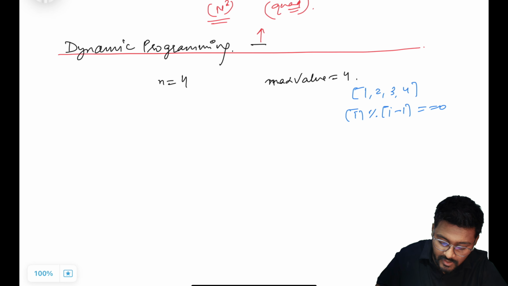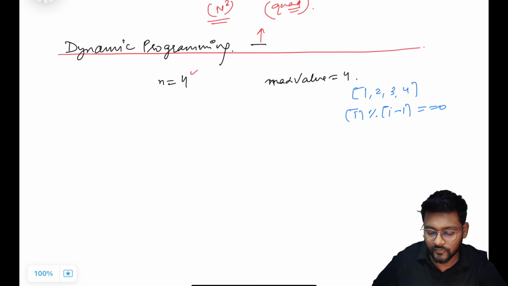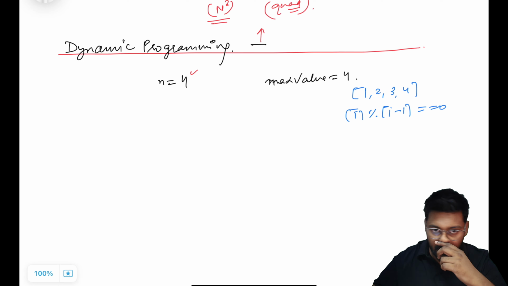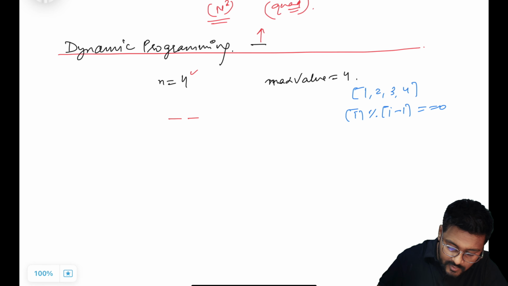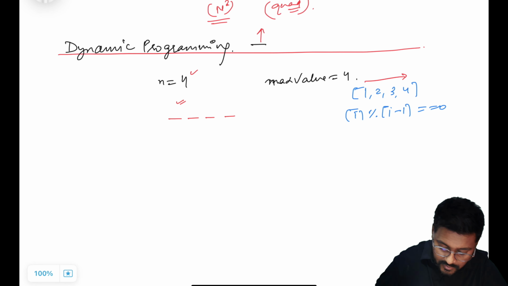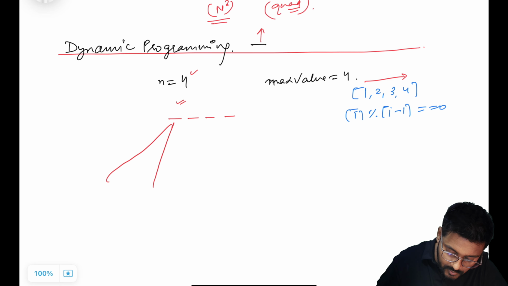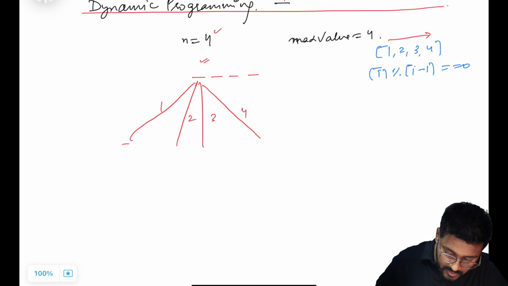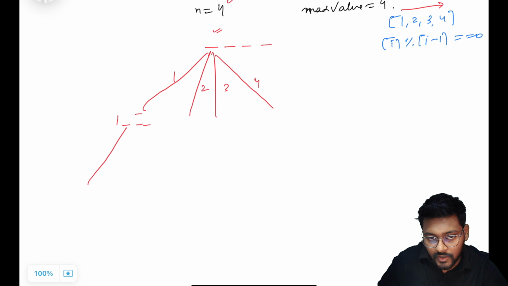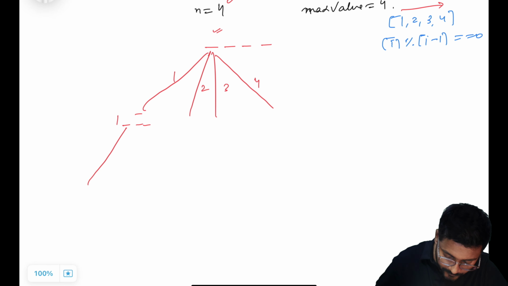I have taken an example where n is equal to 4 and max value is equal to 4. Max value 4 means the values in the array can go from 1, 2, 3, 4, and n equal to 4 means the ideal array is of size 4. If it is of size 4, what is the value I can place at the first position? At the first position, I can place any one of these values: 1, 2, 3, 4. And now what about the second position? I have placed 1. Second position, I can place any multiple of 1. Any multiple of 1 is 1, 2, 3, 4.